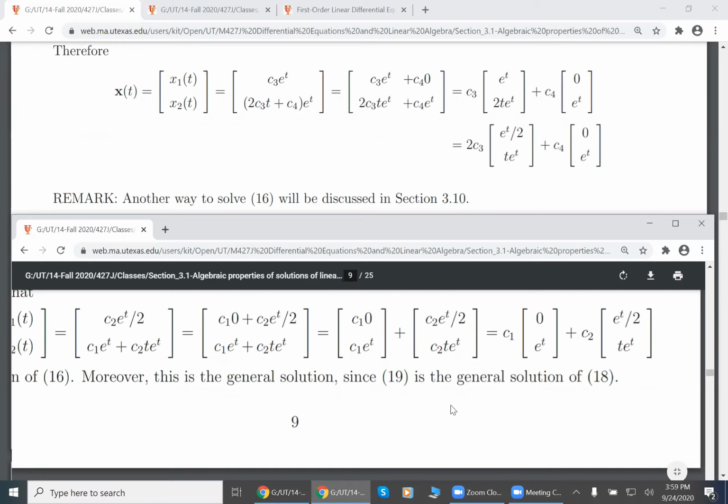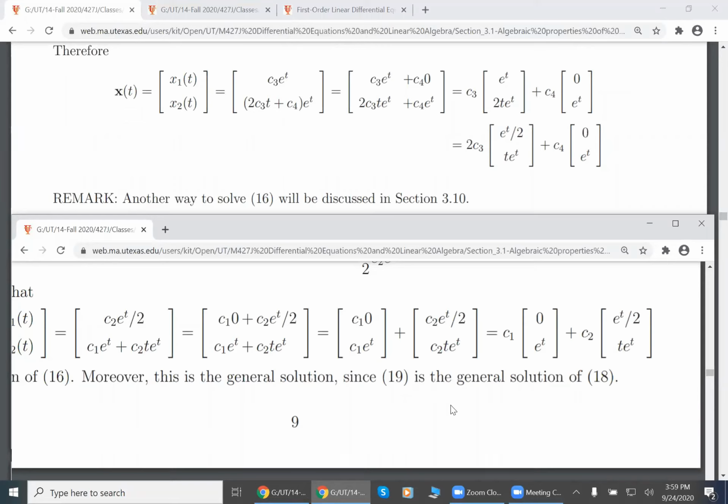Folks, any questions here? Will there ever be cases where one way works and the other one doesn't? No. If we apply method number 1 or method number 2 correctly, we get the same answer. I mean fundamentally the same answer.